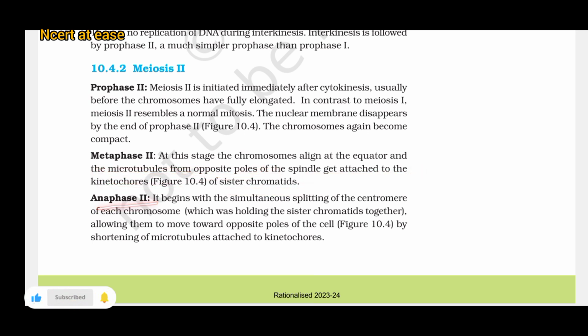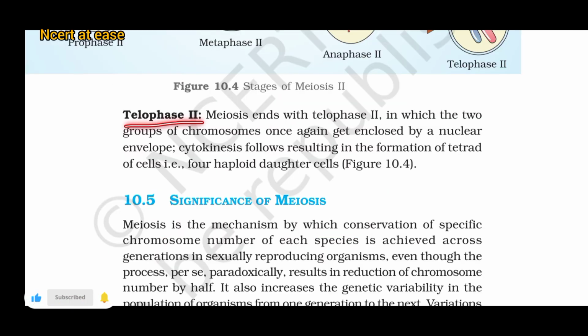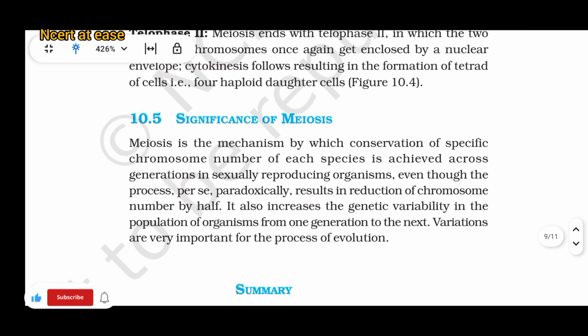Anaphase 2. It begins with the simultaneous splitting of the centromere of each chromosome, which was holding the sister chromatids together, allowing them to move towards opposite poles of the cell by shortening of microtubules attached to kinetochores. Telophase 2. Meiosis ends with telophase 2, in which the two groups of chromosomes once again get enclosed by a nuclear envelope. Cytokinesis follows, resulting in the formation of a tetrad of cells, that is, four haploid cells.